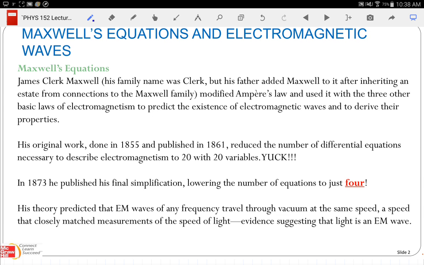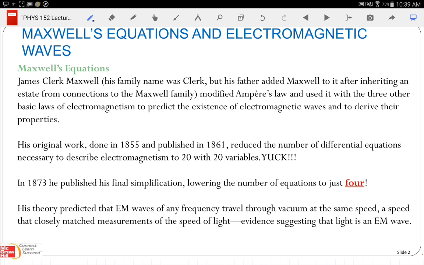Okay, James Clerk Maxwell. One of the things I always like to point out is his father was born with the last name of Clerk. But he added on the name Maxwell after inheriting an estate from the Maxwell family. So it's not technically Maxwell's laws, it's Clerk Maxwell's laws. Clerk is not a middle name, it's the first half of his last name. It's the part that his father inherited from his parents.